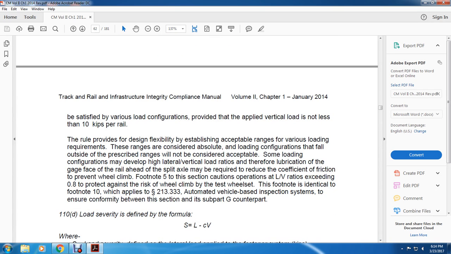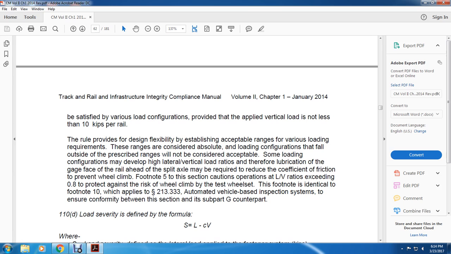The rule provides design flexibility in establishing an acceptable range of various loading requirements. The range considers absolute loading configurations, with a small number falling outside of the prescribed range and not considered acceptable. Some loading configurations may develop a high lateral vertical load ratio. Therefore, lubrication of the gauge face, the railhead or the split axle may be required to produce a low coefficient of friction to prevent wheel climb.